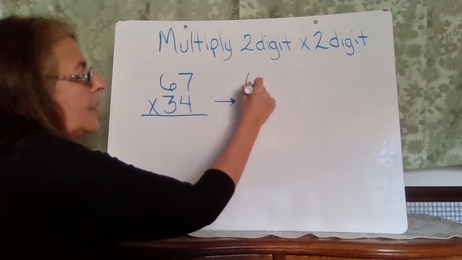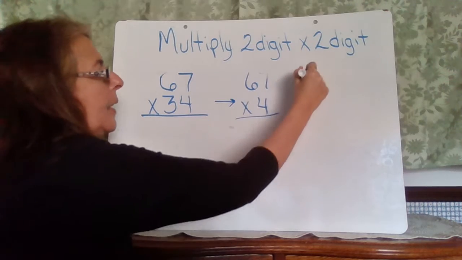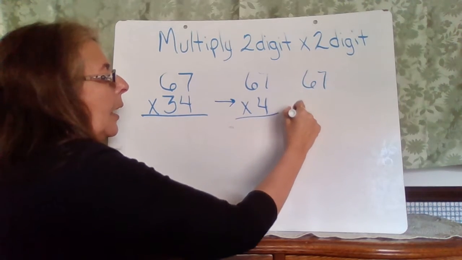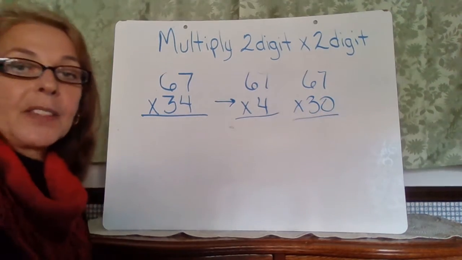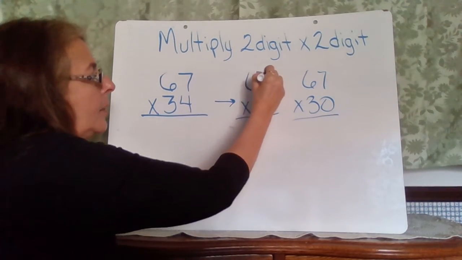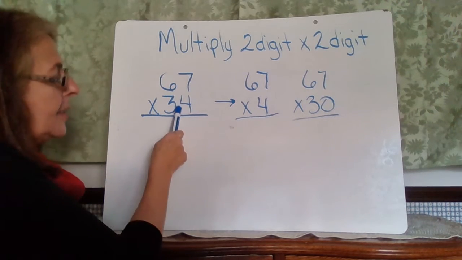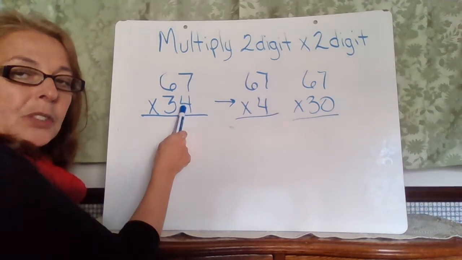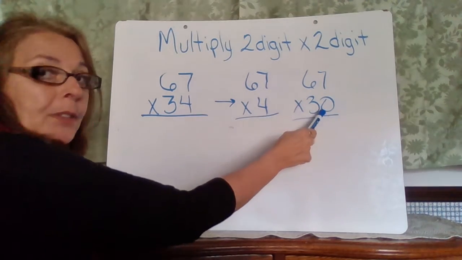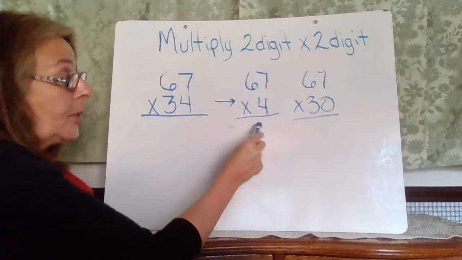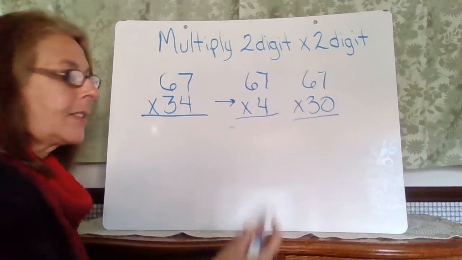So the way that we're going to solve this problem is by multiplying our top factor by the parts of the bottom factor. Notice I expanded out my bottom factor 34 into its parts, 4 and 30. Now I'm going to solve this multiplication problem first. So let's go ahead and solve that.